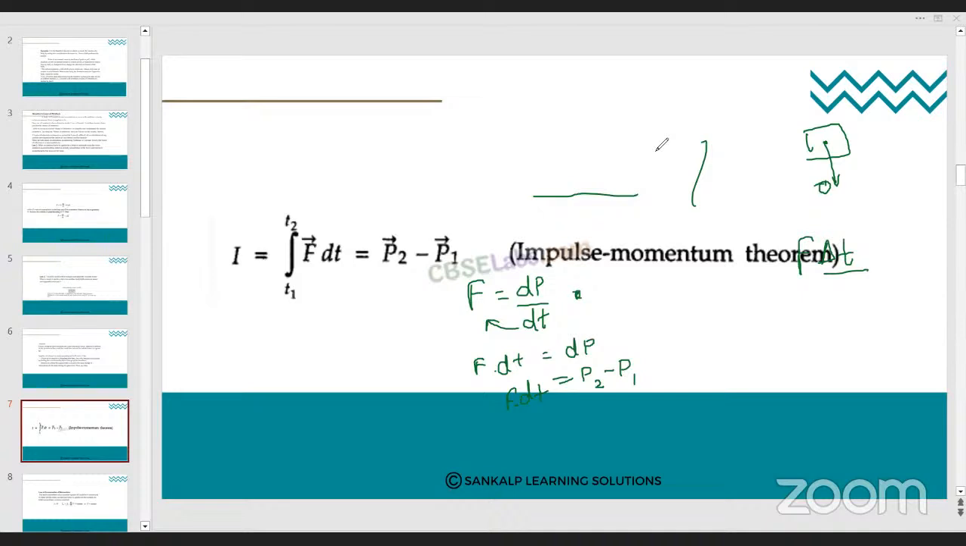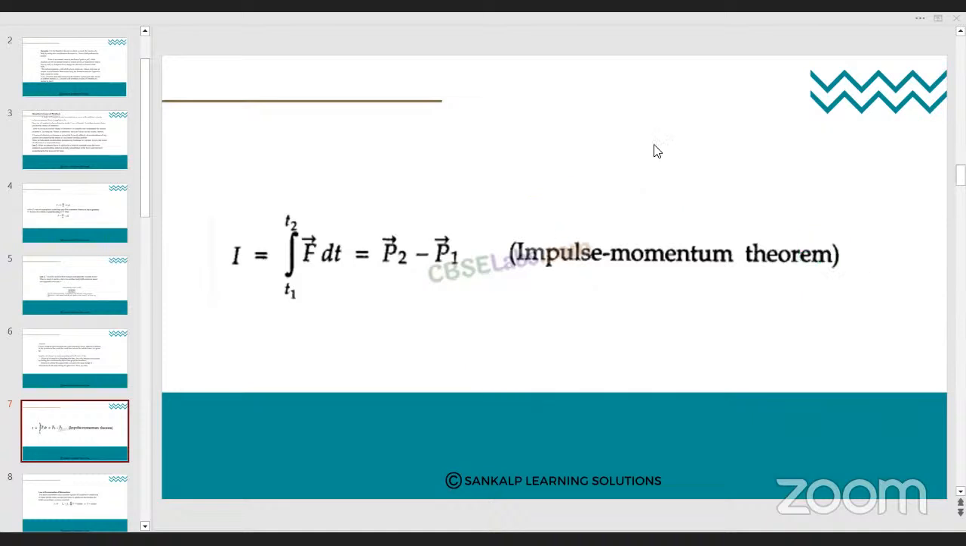So remember this formula, okay? This formula is very very important. Impulse is F into delta t, and this impulse can also be written as the change in momentum. Yes, so remember this formula. If you don't have this, please note it down, then we can go to the next point.